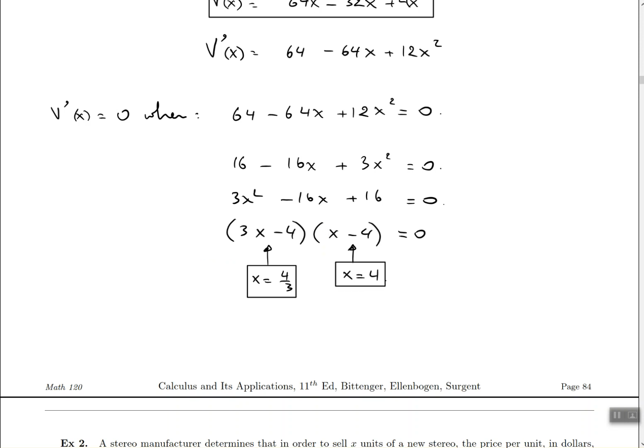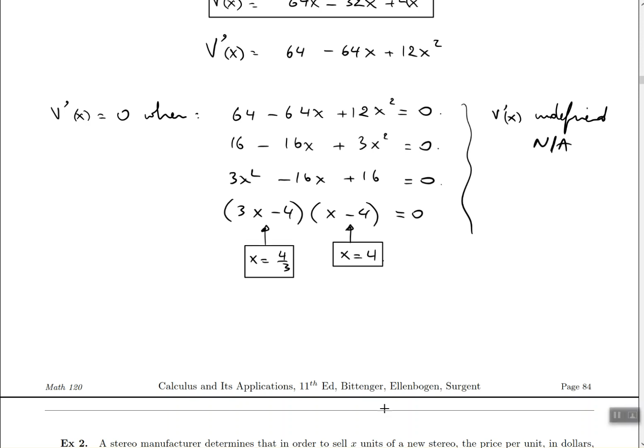And keep in mind that the v prime cannot be undefined. So v prime of x undefined is not going to happen. This is not even possible because the derivative does not even have a denominator. So now we've got to basically figure out who's max and who's minimum in this problem.